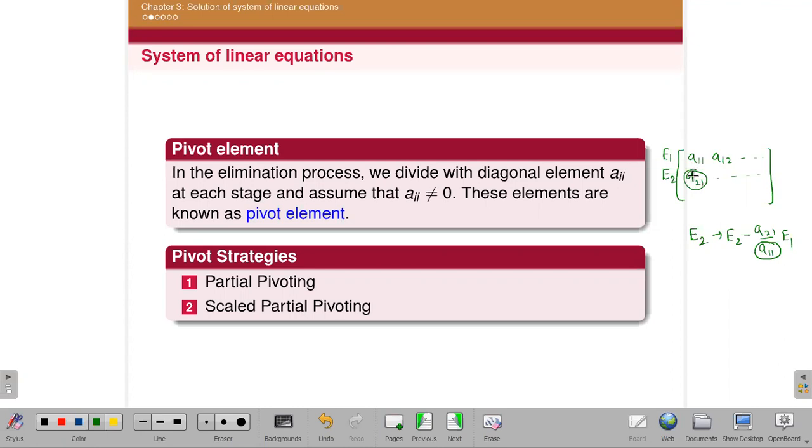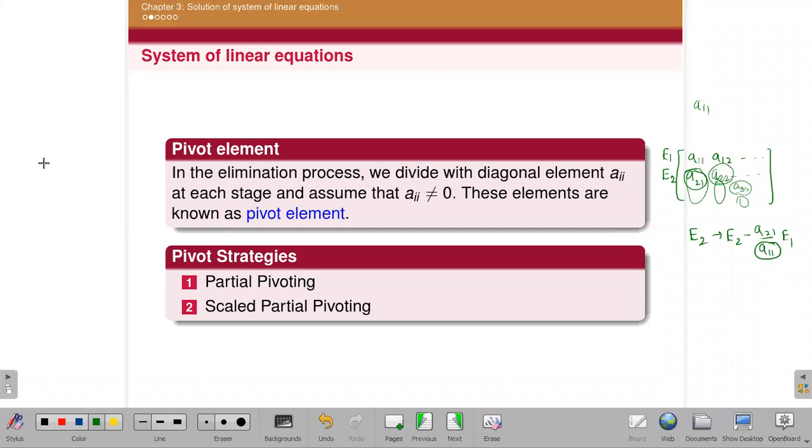To make these elements 0, A11 is a pivot element. To make the entries below A22 0, we divide by A22, so this is the pivot element. The diagonal elements are the pivot elements. Yes ma'am, whichever element we divide by, A11, A22, that is called the pivot element.